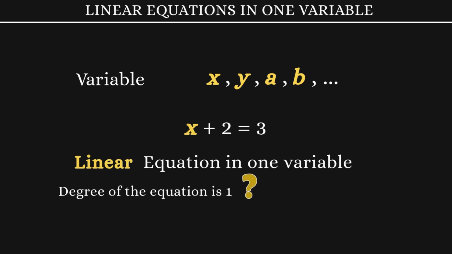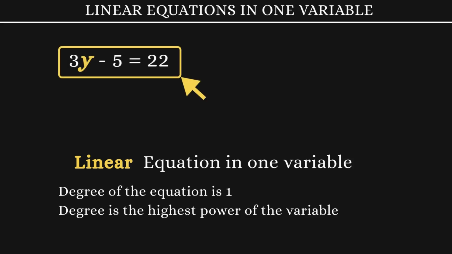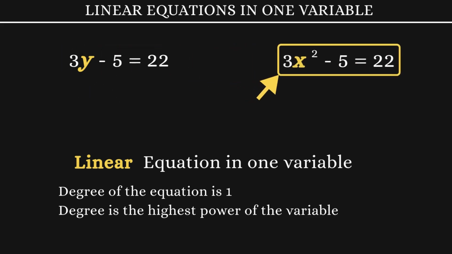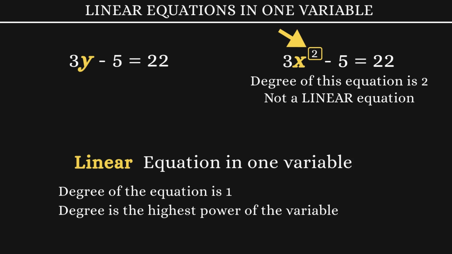Now what is the degree? Degree is the highest exponent of the variable. In this case, y is the variable and its exponent is 1. Y to the power of 1 is the same as y. But if you consider this equation, 3x squared minus 5 is equal to 22, here the variable has an exponent of 2. That means the degree of the equation is 2, and so this is not a linear equation.